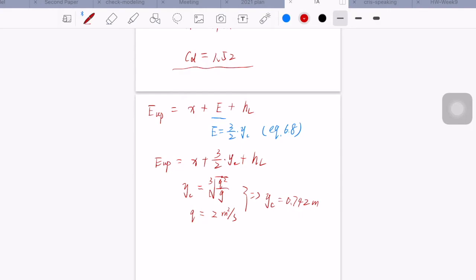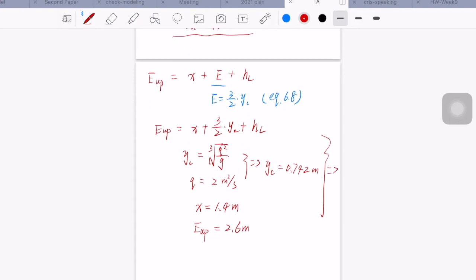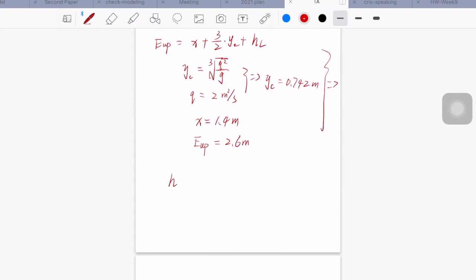And we know the height of the weir x is 1.4 meters, and we know the energy at the upstream E sub UP is 2.6 meters. So now we can determine the energy head loss. HL should be equal to 0.087 meters. So we solved this problem.